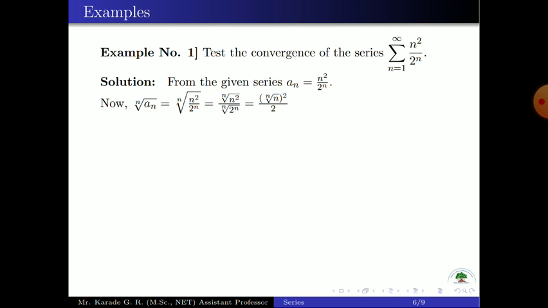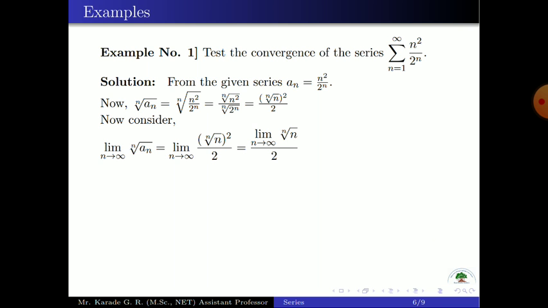Now consider the nth root of an. It is equal to the nth root of n square upon 2 raised to n, and it is equal to, separating denominator and numerator, the nth root of n square upon the nth root of 2 raised to n. So if we simplify this, it is equal to the nth root of n, squared, divided by 2.